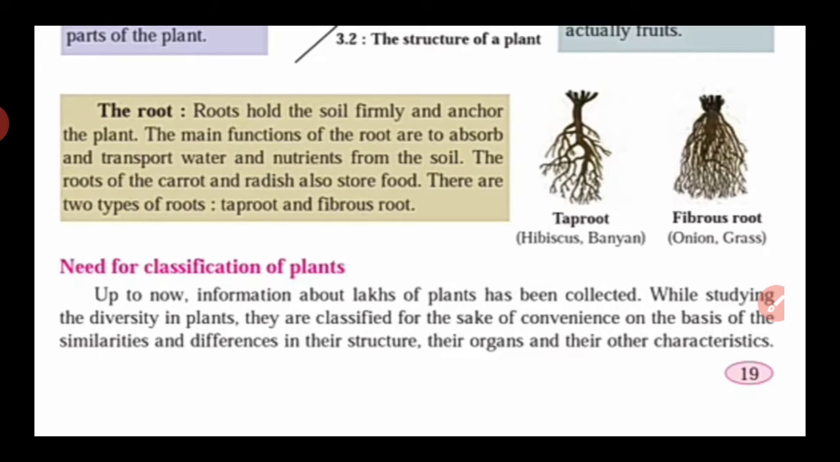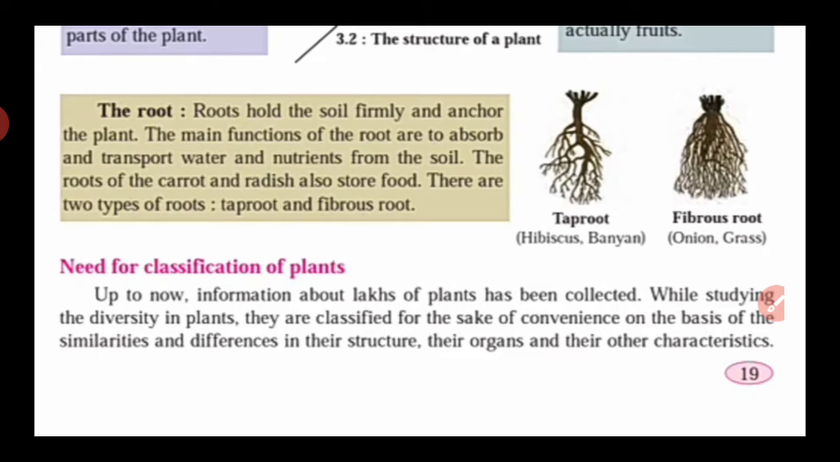So here we see that up to now, information about lakhs of plants has been collected while studying the diversity in plants. They are classified for the sake of convenience on the basis of the similarities and differences in their structures, their organs and their characteristics.